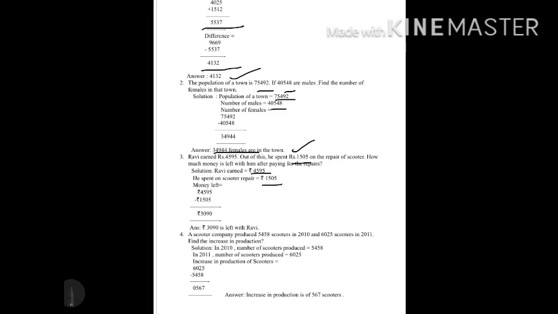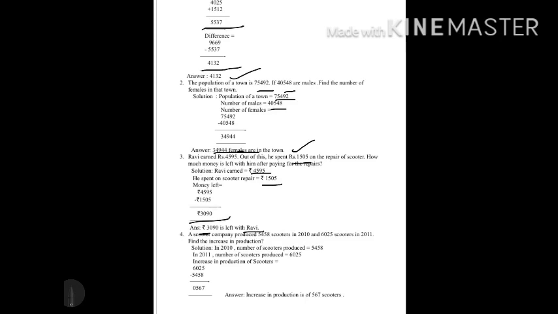He has given this much to the shopkeeper for the scooter repair. Now how much money is left with him after giving this? This he has given, so we have to subtract in this case, and when you subtract, you will get the answer. Do mention the unit. For example, here we are talking about money, so you have to put the rupees sign here. Here we are talking about the number of females, so you can write it after the number of females.